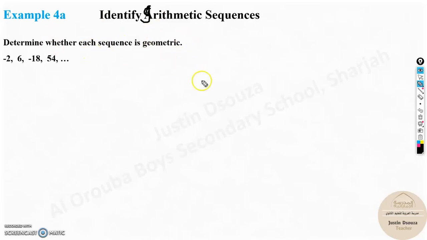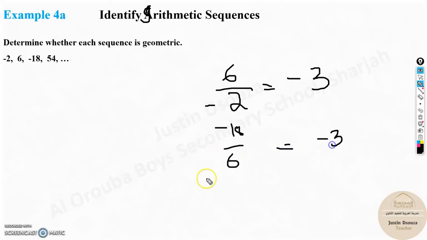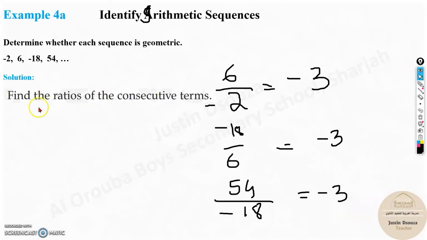In the arithmetic sequence, we subtracted the second term minus the first. Here, since we multiply the terms, just divide the two. 6 divided by minus 2, what is the answer? Sorry, it'll be minus 3. Same way, next term divided by the previous term. It'll be minus 18 divided by 6, it'll be minus 3. 54 divided by minus 18, yes, again 18 times 3 is 54. That means, yes, you are multiplying by minus 3, minus 3, minus 3.